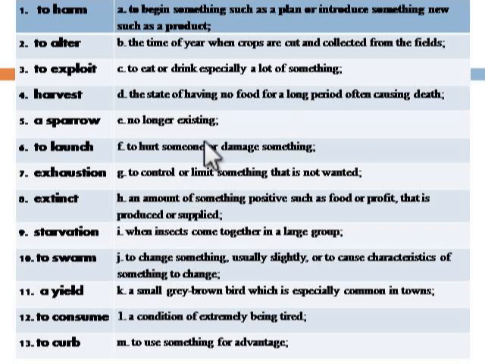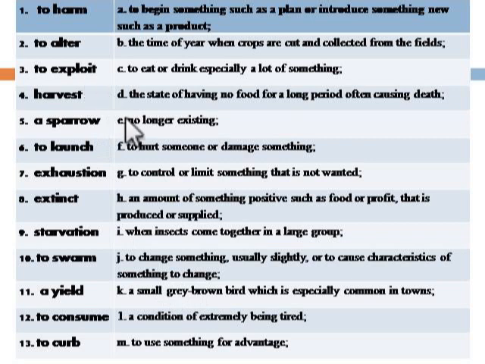If you have finished, now let's check your answers. The first, to harm. Its definition is the letter F, to hurt someone or damage something. The second, to alter. Its definition is J, to change something, usually slightly, or to cause characteristics of something to change. The third, to exploit.